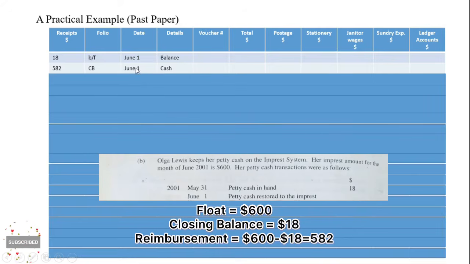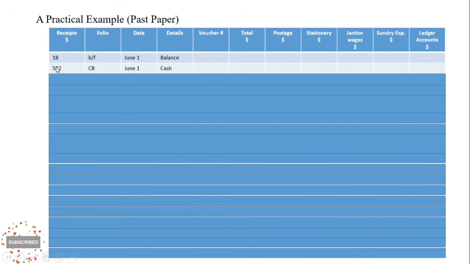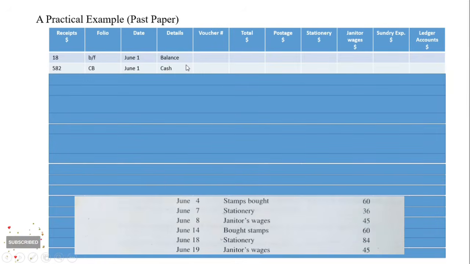So here you go. On the 1st of June, we gave cash to the petty cashier, and in the folio column we would have CB, which would stand for cash book. And in the receipts column we would have $582. All right, so now we have restored the imprest amount to the petty cashier, and now the amount of money that the petty cashier has to spend for the month of June is $600. So the float has been restored.